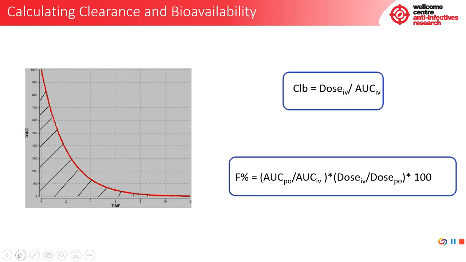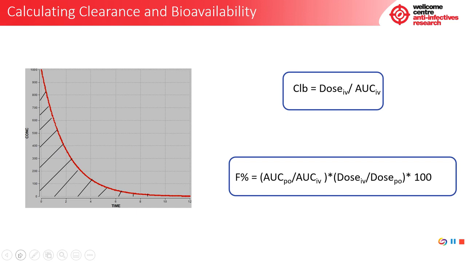Calculating clearance and bioavailability. Clearance is best determined from an intravenous dose administration, and that clearance is dose over AUC IV. So clearance, whether it's in blood or plasma, is dose IV divided by AUC IV. If we were to determine clearance from the oral route, we have to do clearance over F, which accounts for the actual amount of it that is bioavailable.